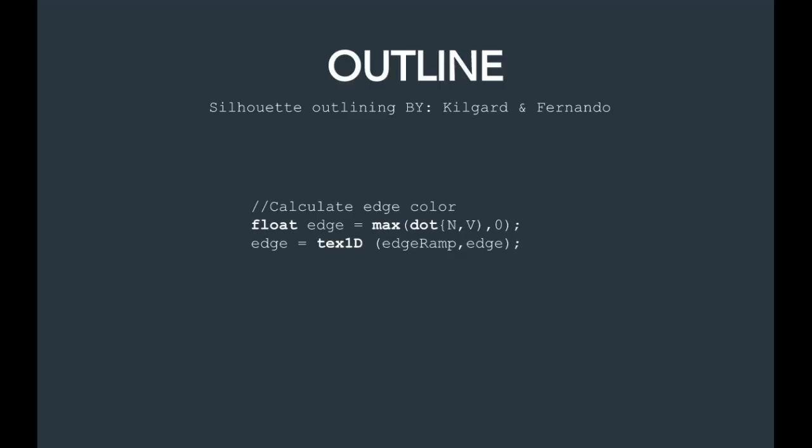Looking at the state of the art, the problem in toon shading is not creating an outline, but it is to control the outline. And as can be seen in the image, we here have a snippet of code which calculates the edge color.